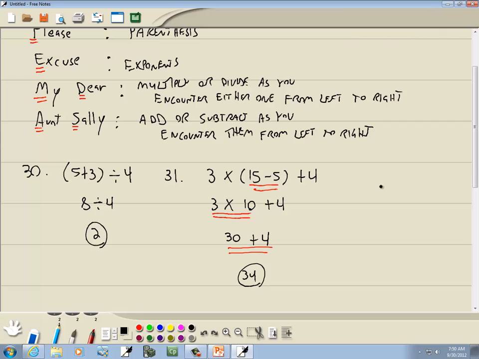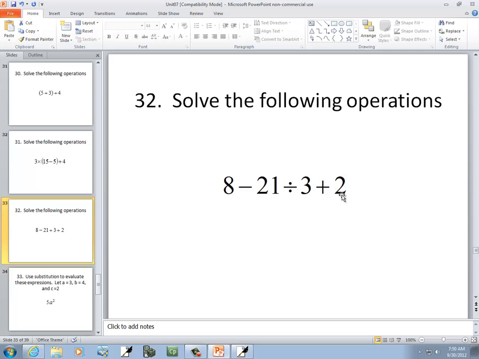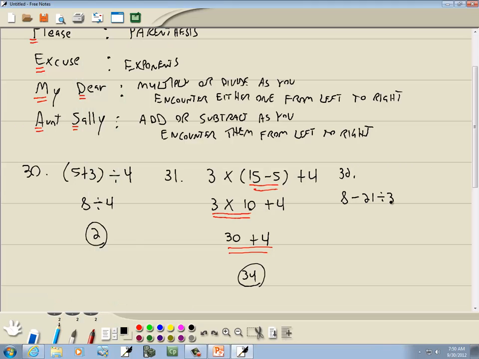Let's look at one more of those. We got 8 minus 21 divided by 3 plus 2. Please excuse my dear Aunt Sally. There's no parentheses, so there's nothing to do inside of parentheses. Excuse, there's no exponents. My dear, multiplication or division from left to right. Well, the only division I have is that right there. So 21 divided by 3 gives me 7, and everything else carries down. Aunt Sally, addition and subtraction. Well, first one here is 8 minus 7, which gives us 1. And then 1 plus 2 gives us 3.